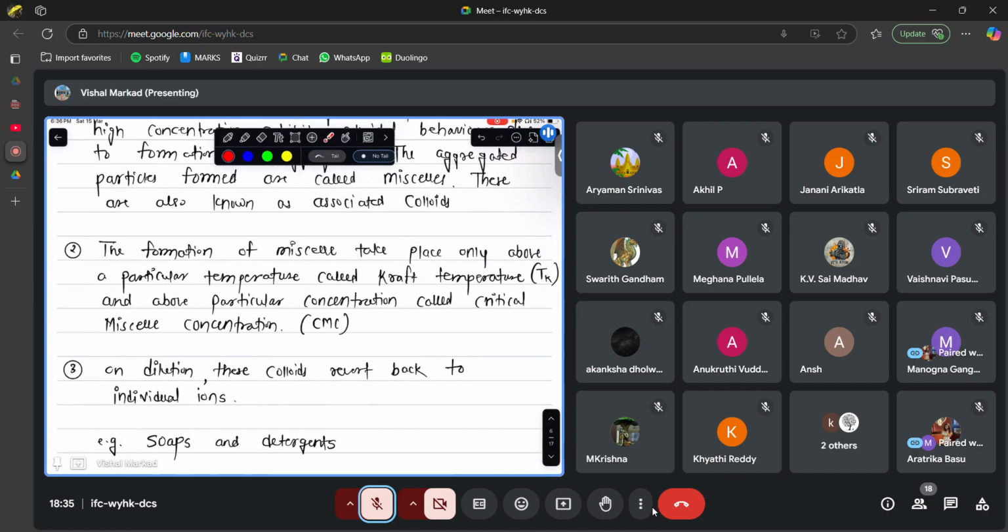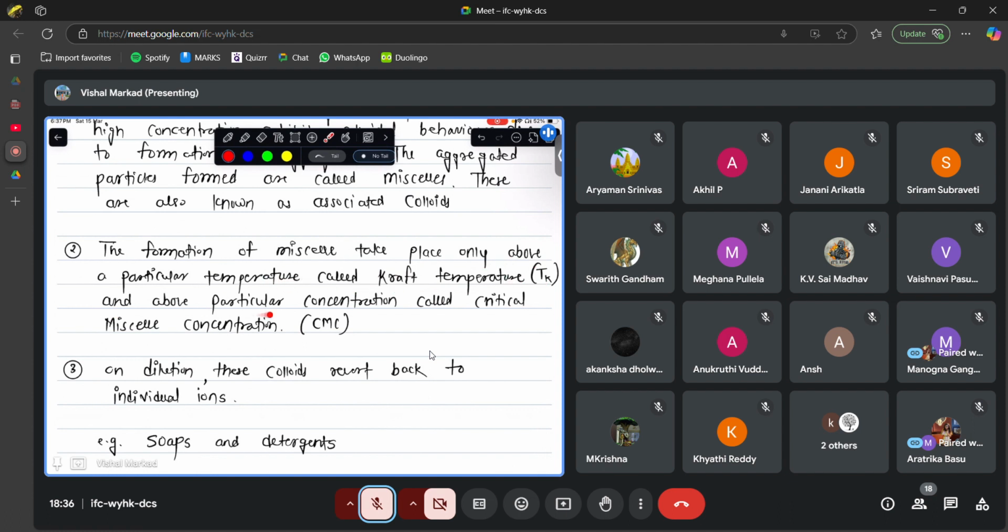Now, this micelle formation takes place above a certain temperature. That temperature is called the Kraft temperature. Here, this is for 2 marks. What is the definition of Kraft temperature? The formation of micelles takes place only above a particular temperature, which is called the Kraft temperature.